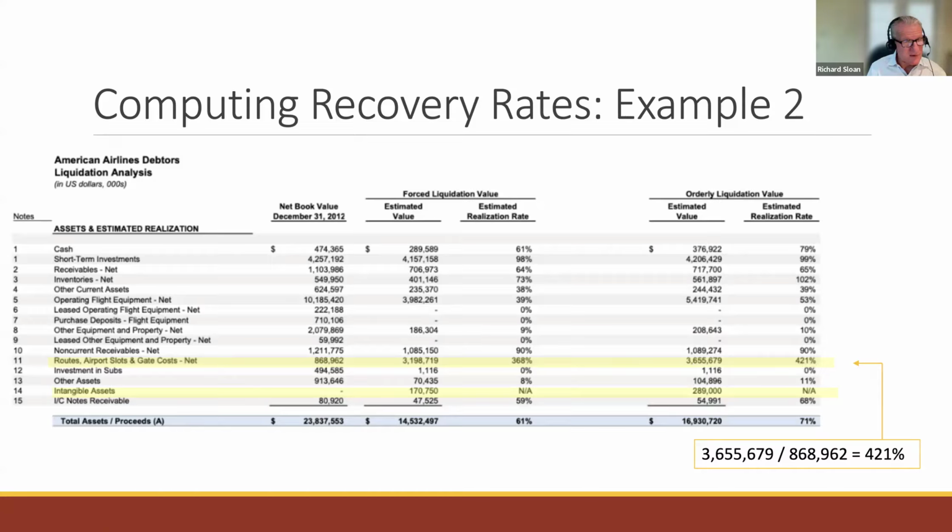So I'm showing you this one because it's one of the high recovery rates. And then they also have another line item down here, intangible assets, some other intangible assets that weren't on the books because they were generated internally. And they had about 170 million. That was mostly customer lists and the American Airlines name and a couple of other things like that.